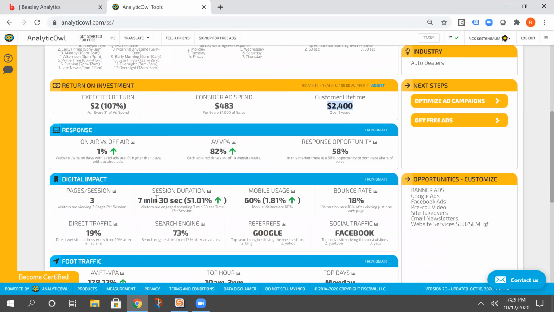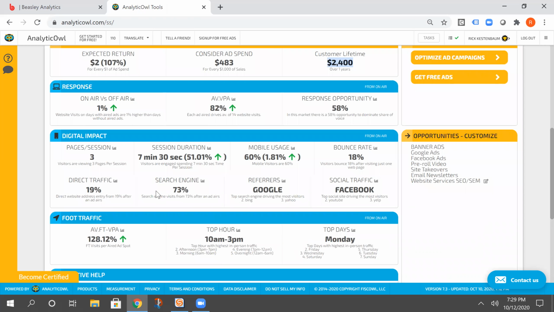Now let's go on from there and really give them an idea of how measurable this form of advertising is and what we're seeing in the market. First of all, you can show them the response rate. How much more traffic is there to advertiser websites, days that they're on the air versus days that they're off the air? What's the average VPA, visits per airing? As you know, that is our equivalent of a click-through rate for digital.